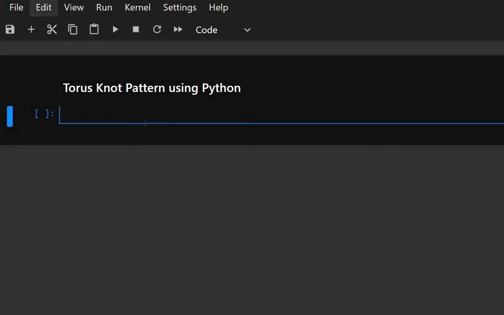In this video we are going to create a torus knot pattern using Python. So firstly we'll install the required libraries.